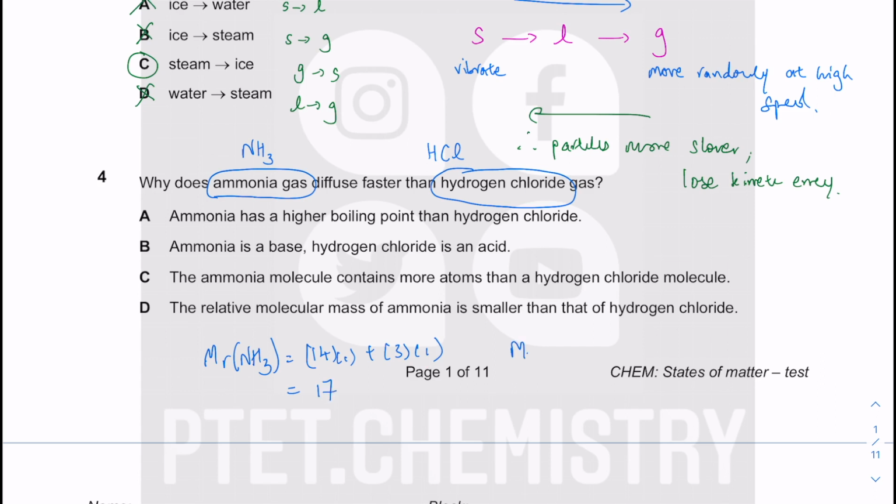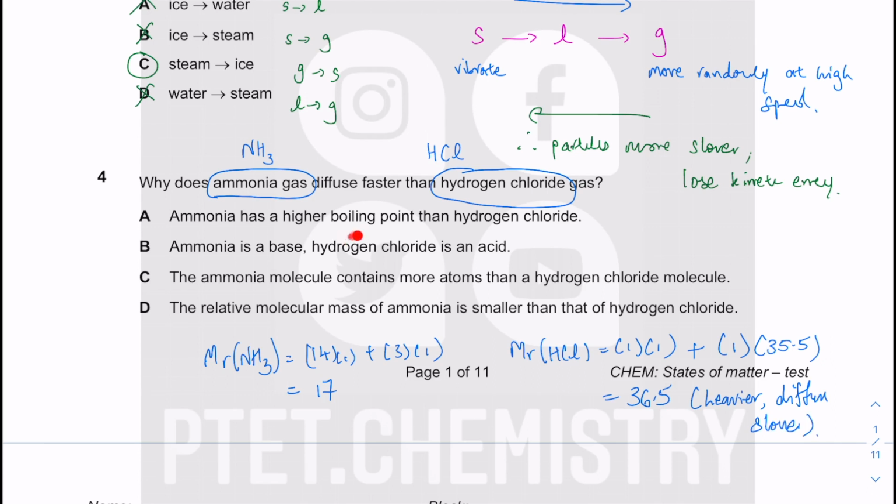And then you compare that with the molecular mass of HCl. So you have 1 hydrogen multiplied by 1, and 1 chlorine multiplied by 35.5. These are all obtained from your periodic table. So you can see this is heavier than this. Because this is heavier, it will diffuse slower compared to the 17.